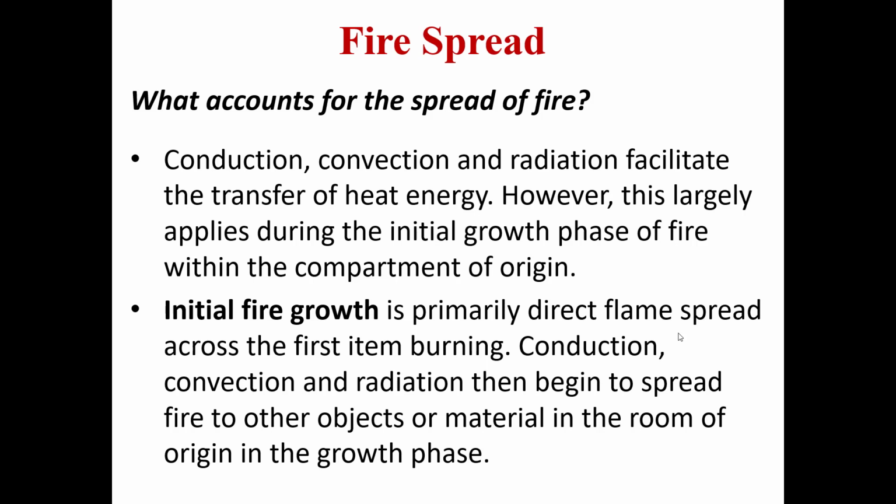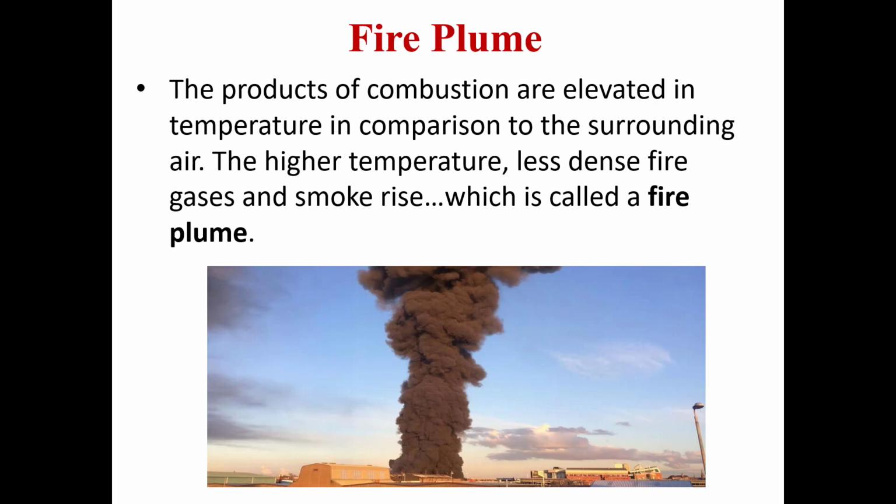Initial fire growth is primarily direct flame spread across the first item burning. Conduction, convection, and radiation then begin to spread the fire to other objects or materials within the room of origin in its growth phase. The products of combustion are elevated in temperature in comparison to the surrounding air. And at higher temperature, less dense fire gases and smoke rise, which is called the fire plume.